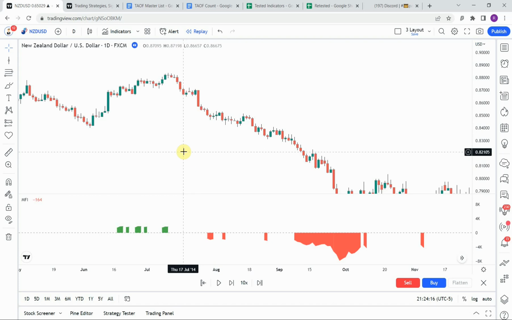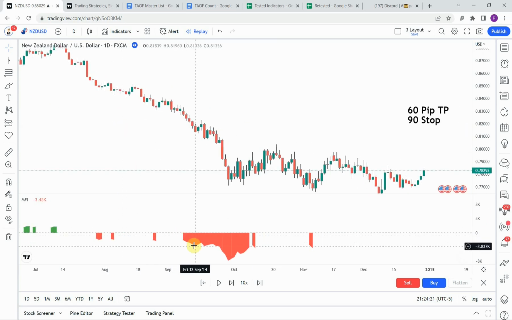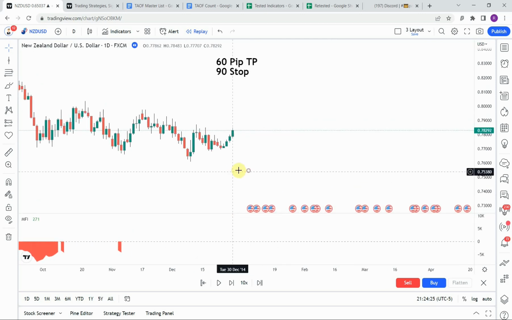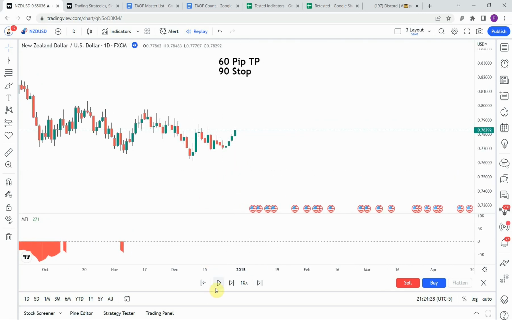And so when we get a green coloration, we are going to go long. When we get a red coloration, we are going to go short. So that's what we're looking for. Let's go ahead and get on with the testing and see what we can get out of it.